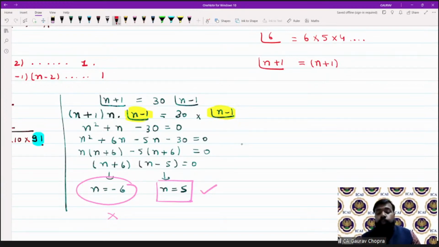As soon as you subtracted 1, n is left. Then next time n minus 1 is left. Then next time n minus 2 is left. And wherever you want to stop, put the factorial sign there. So there you have applied the factorial. So in this way we can open the factorial.